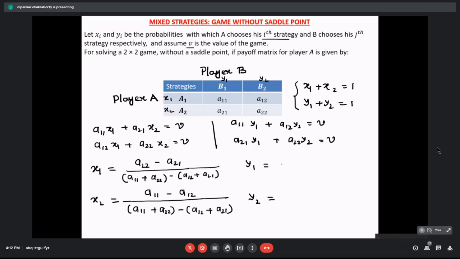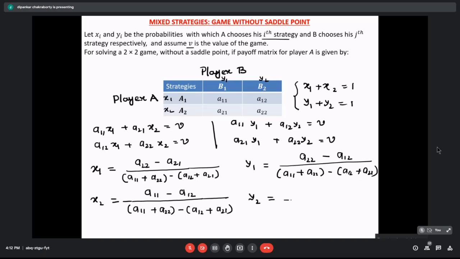Now similarly y1, tell me the logic now. y1, anyone? y1 corresponds to vertically. So vertically means the diagonal element, a22, the principal diagonal, a22 minus a12, divided by a11 plus a22 minus a12 plus a21.